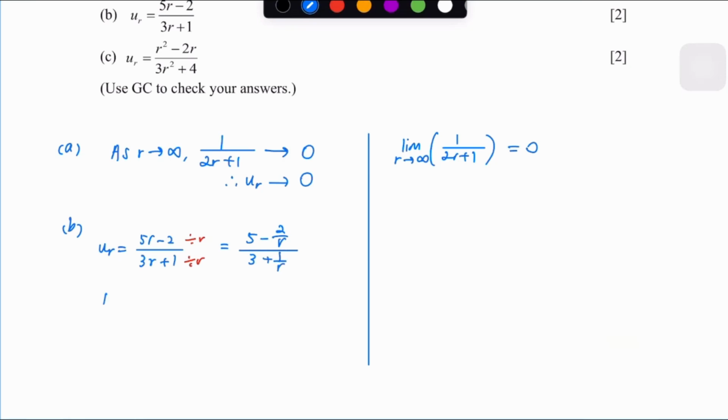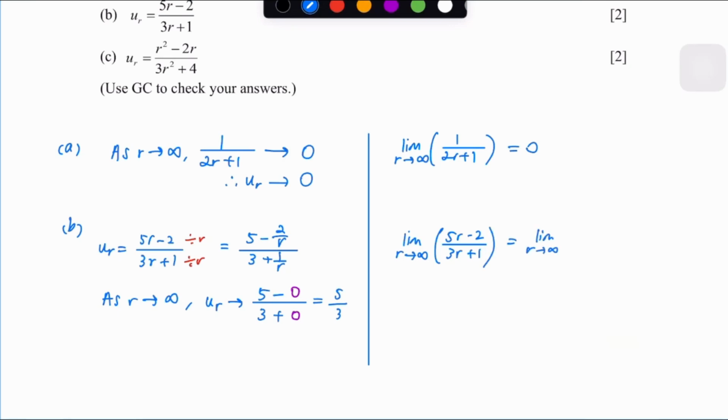And because of this, as r approaches infinity, u_r will approach 5 minus 0 over 3 plus 0. So this one will approach 5 over 3. In the same way, the limit as r goes to infinity of this fraction over here will be the same.